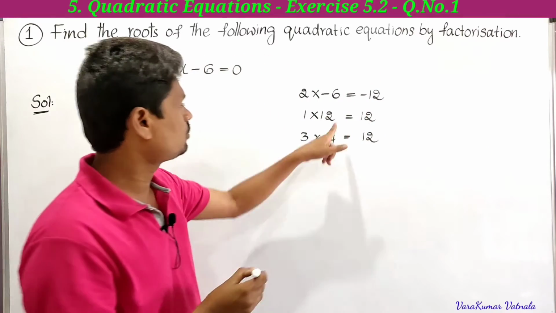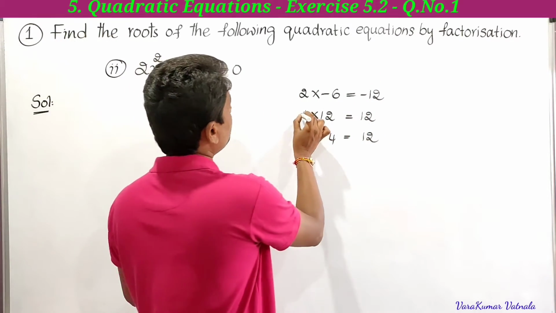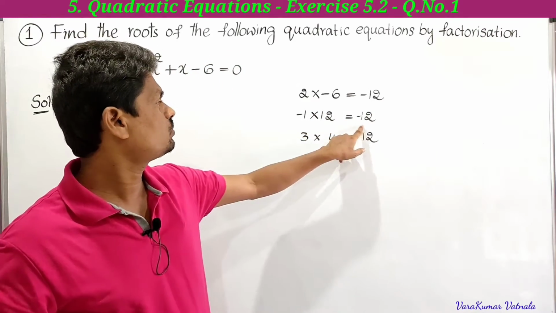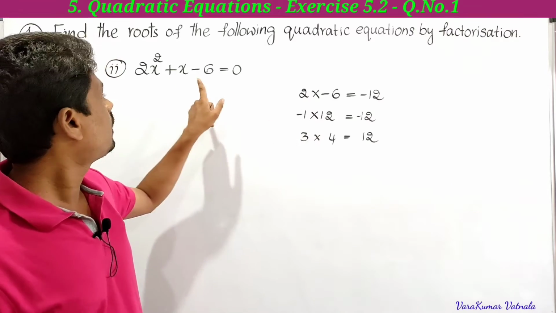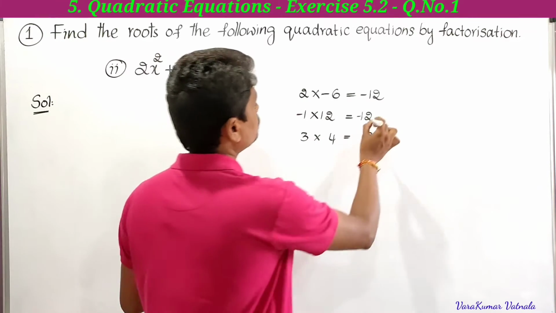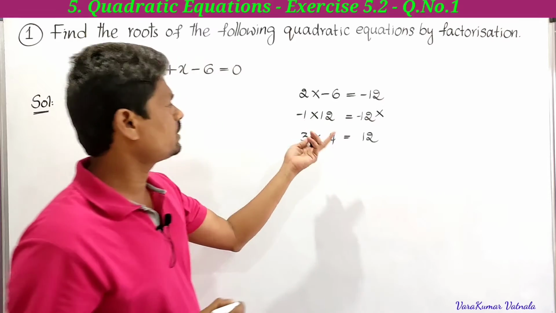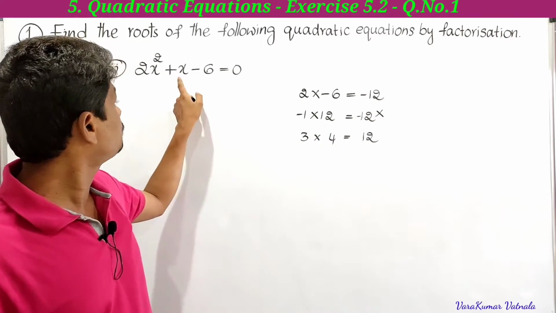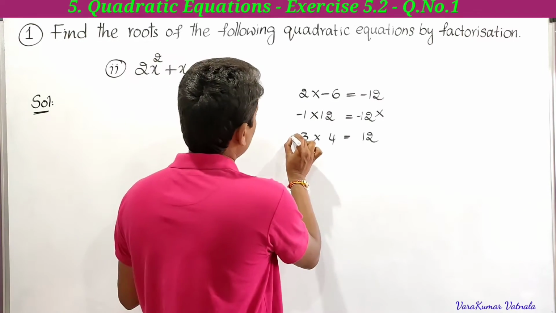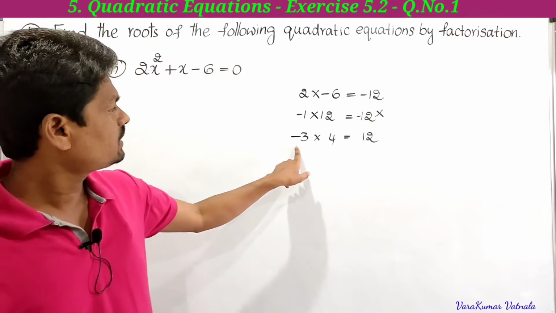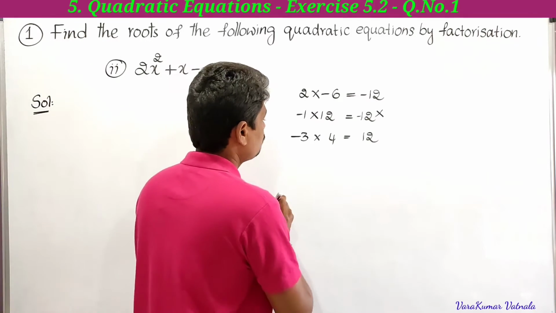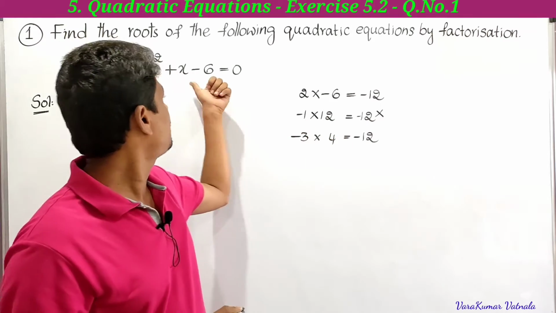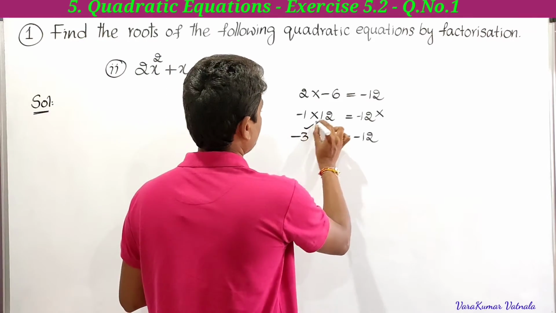If you take minus 1 and plus 12, minus 1 into plus 12 is minus 12, but minus 1 plus 12 is plus 11. So here it is not possible. If you take plus 1 and minus 12 also, it is not possible. For 3 into 4, since plus 1 is there, we have to take minus to the 3. So minus 3 into plus 4 is minus 12, and minus 3 plus 4 is plus 1. So these two are the correct factors.